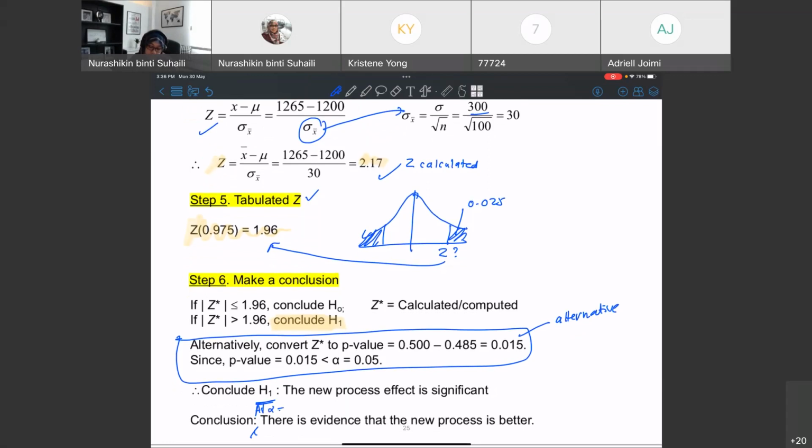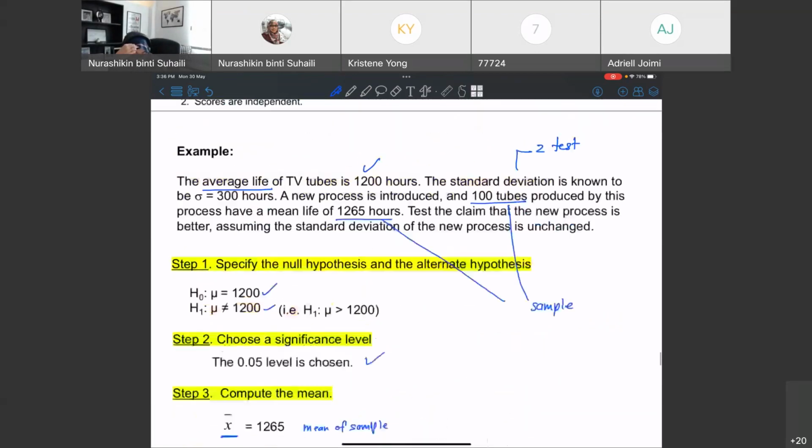at alpha 0.05, there is evidence that the new process is better. Does the question mention better? Since the question says better, you can also use this one. This one also can, but this one is more specific, because it's referring to the question. Better means the life is more than 1,200. The average life means that it's longer.